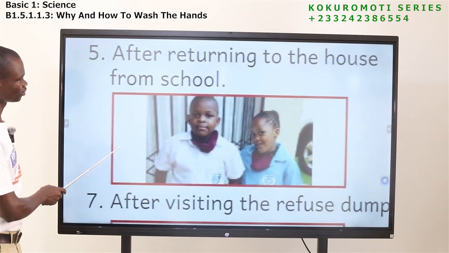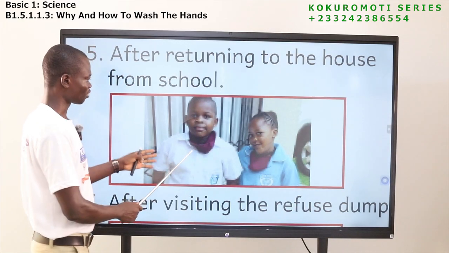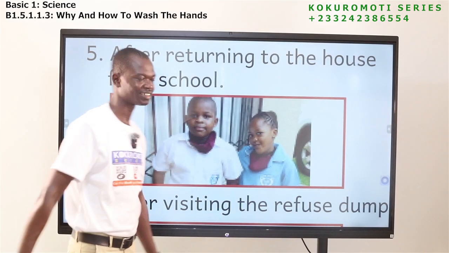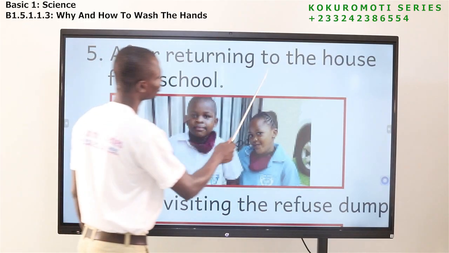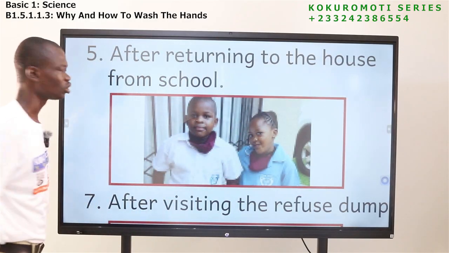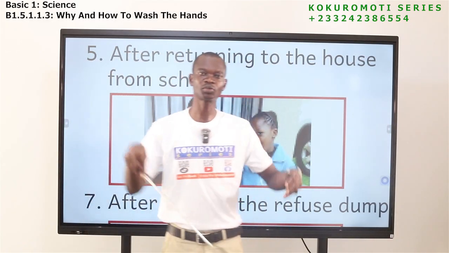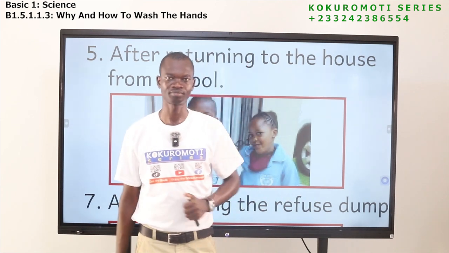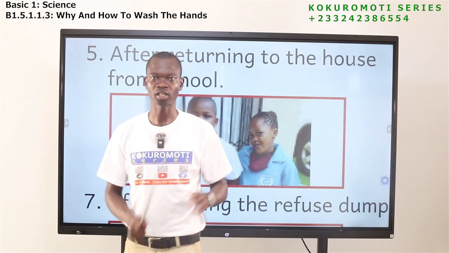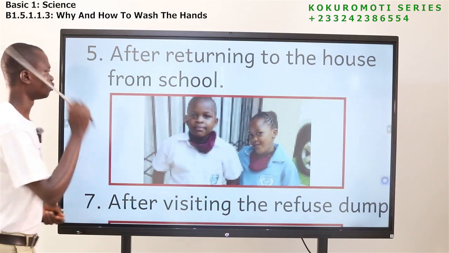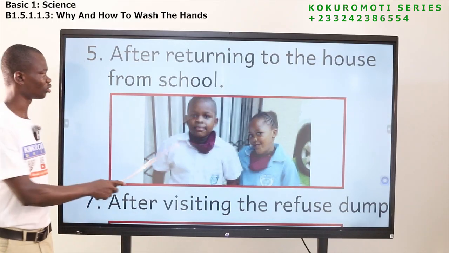Now let's see if we have other pictures here. Now there is another one here. Tell me what you see. I can see a handsome boy and a beautiful girl. They are in their uniform. So let's read. After returning to the house from school, we must wash our hands after we have closed and we go home. When we get home, we need to what? Wash our hands. You need to wash your hands after you have closed from school and then you get to the house. The moment you go home, please remember the first thing that you need to do is to what? Wash your hands. So that is that.